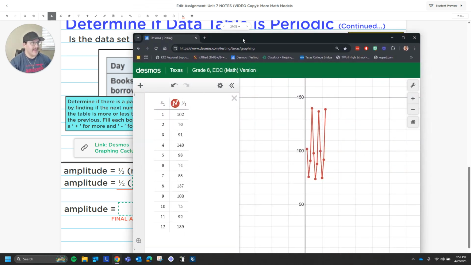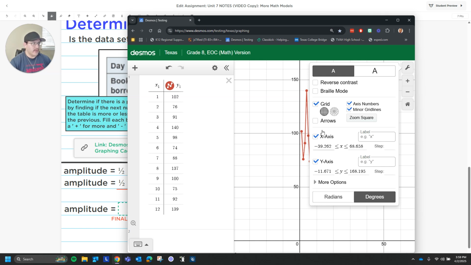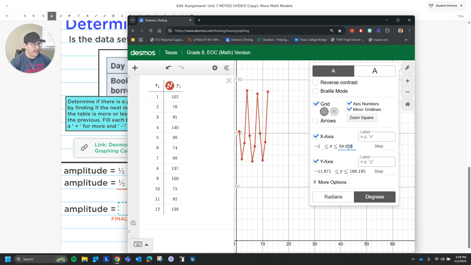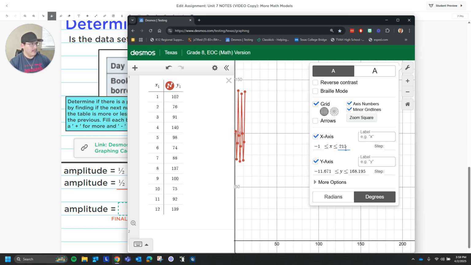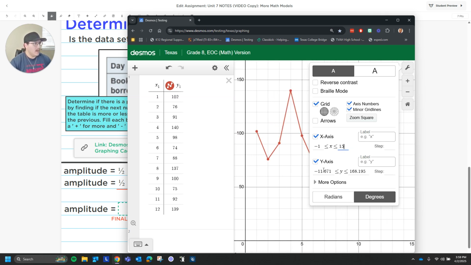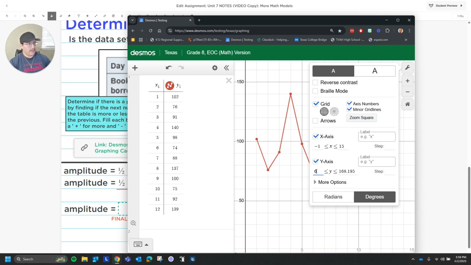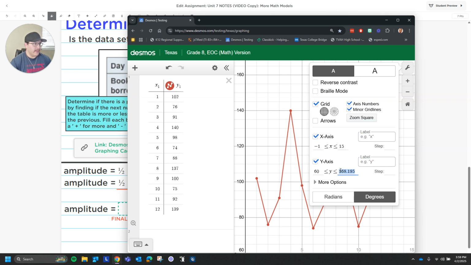So I went ahead and did that right here. I'm going to use the wrench to change the grid, the X and Y axis. I'm going to put this at -1. And then I'm going to put this up to about 20. It could be 15 if you wanted. For the y-axis, my lowest value looks like it is about 74. So I'm going to put this at, let's do 60. And then let's see, the highest value is 140. So I'll put this at 160.